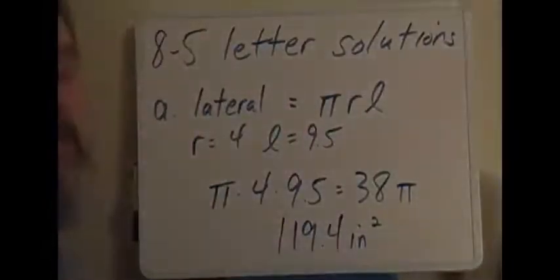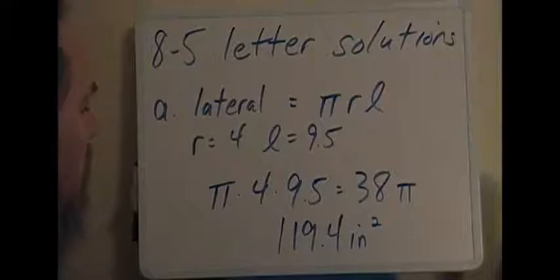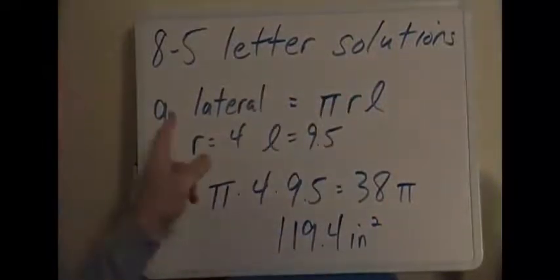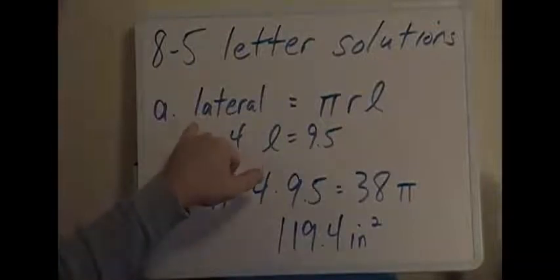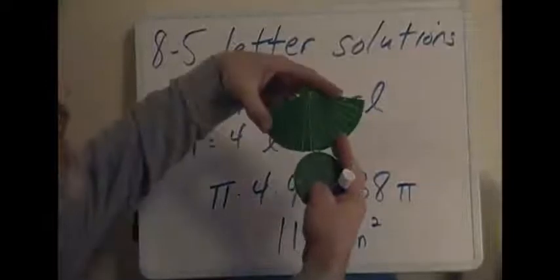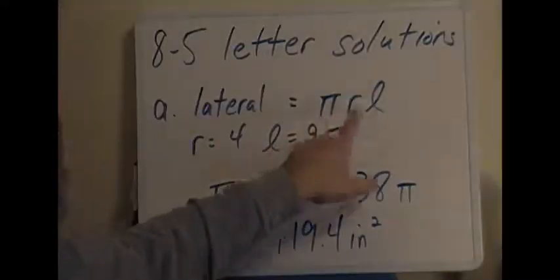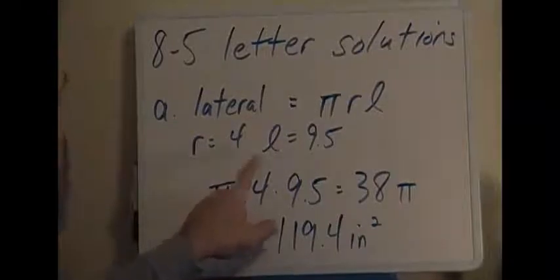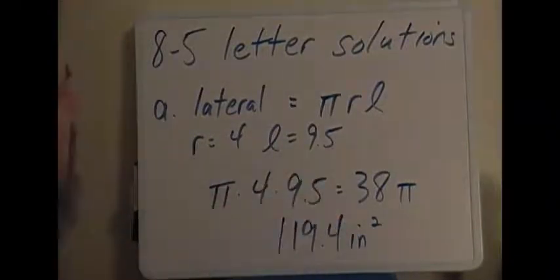Okay, here are our solutions to section 8-5, surface area of a cone. These are the letter solutions. In problem letter A, first of all, we're being asked only for the lateral surface area, this portion here, and we have pi RL for our formula. We have a radius of 4 and a slant height of 9.5.